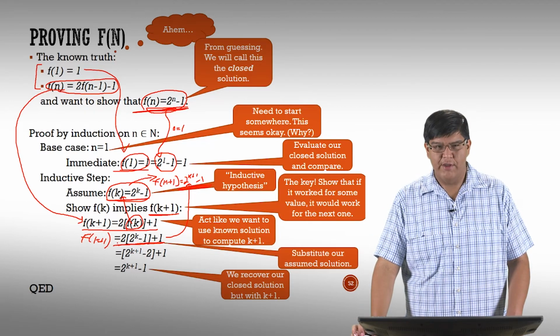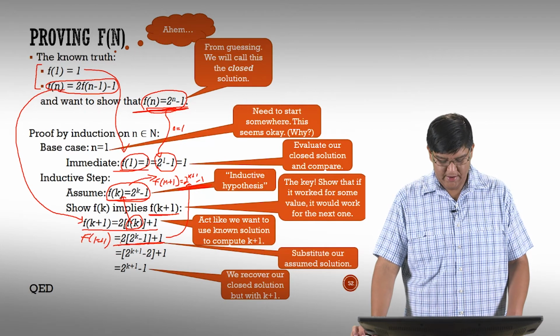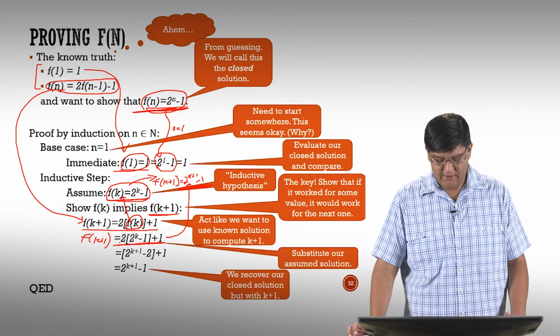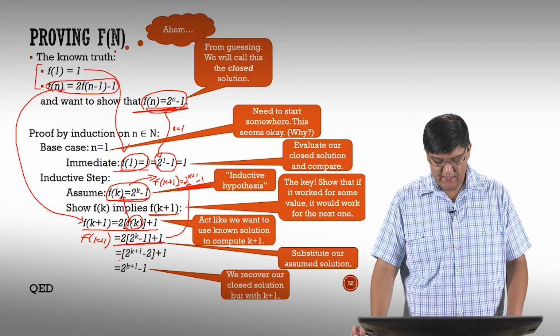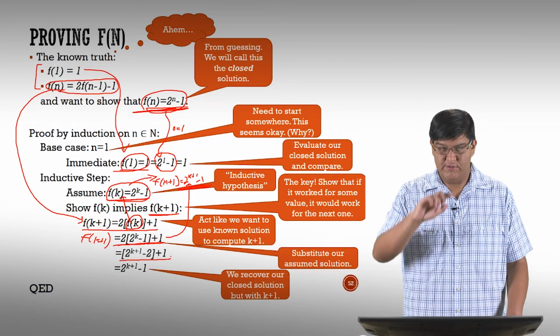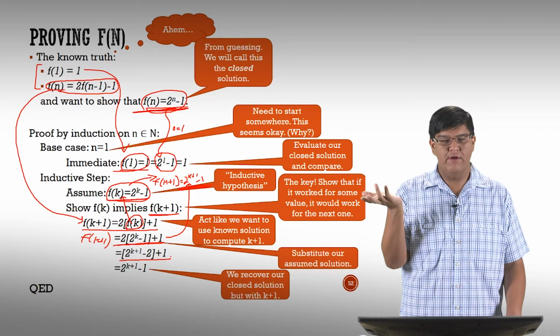Okay, from this point, it's just algebra. I have here my 2 times 2 to the k minus 1, plus 1. So I expand the coefficient, multiplying that in. That gets me 2 to the k plus 1 minus 2. Just imagine you're distributing: your minus 1 times 2 gets you minus 2.